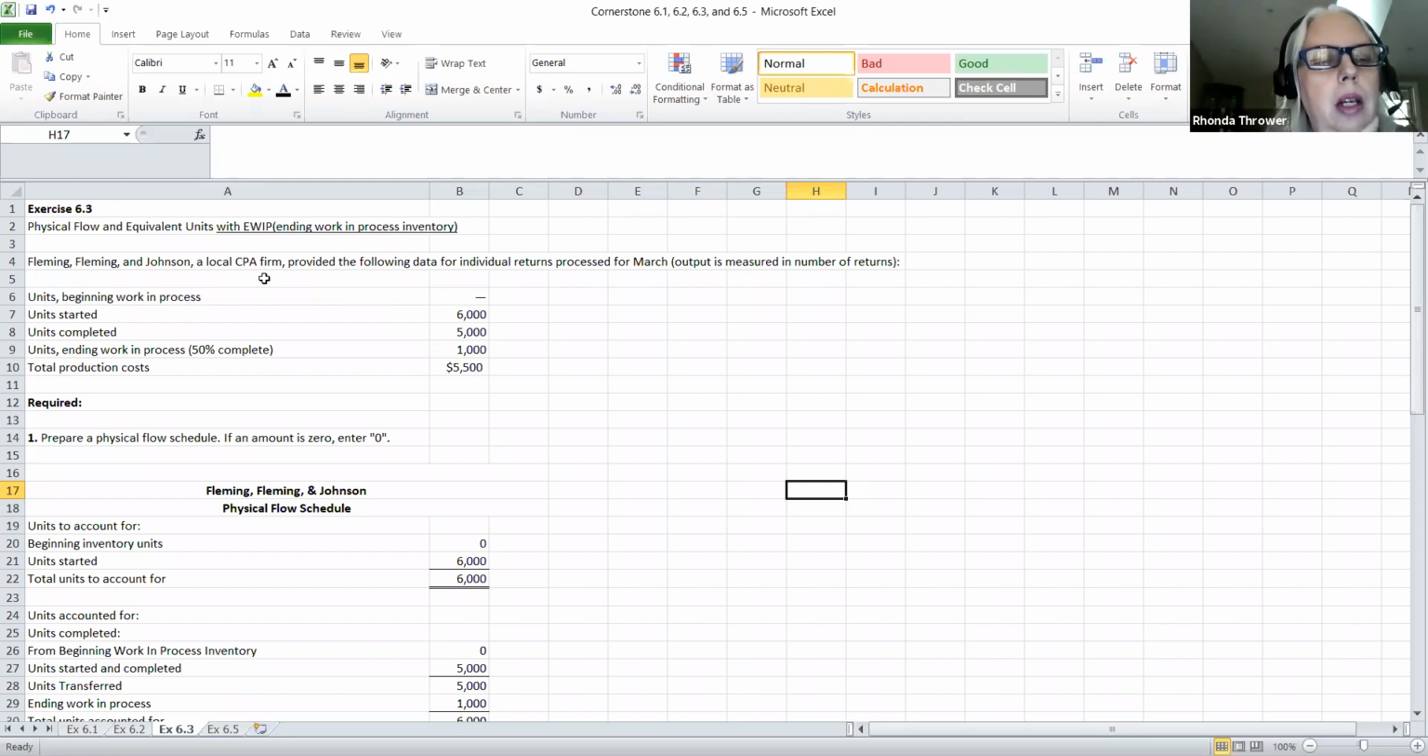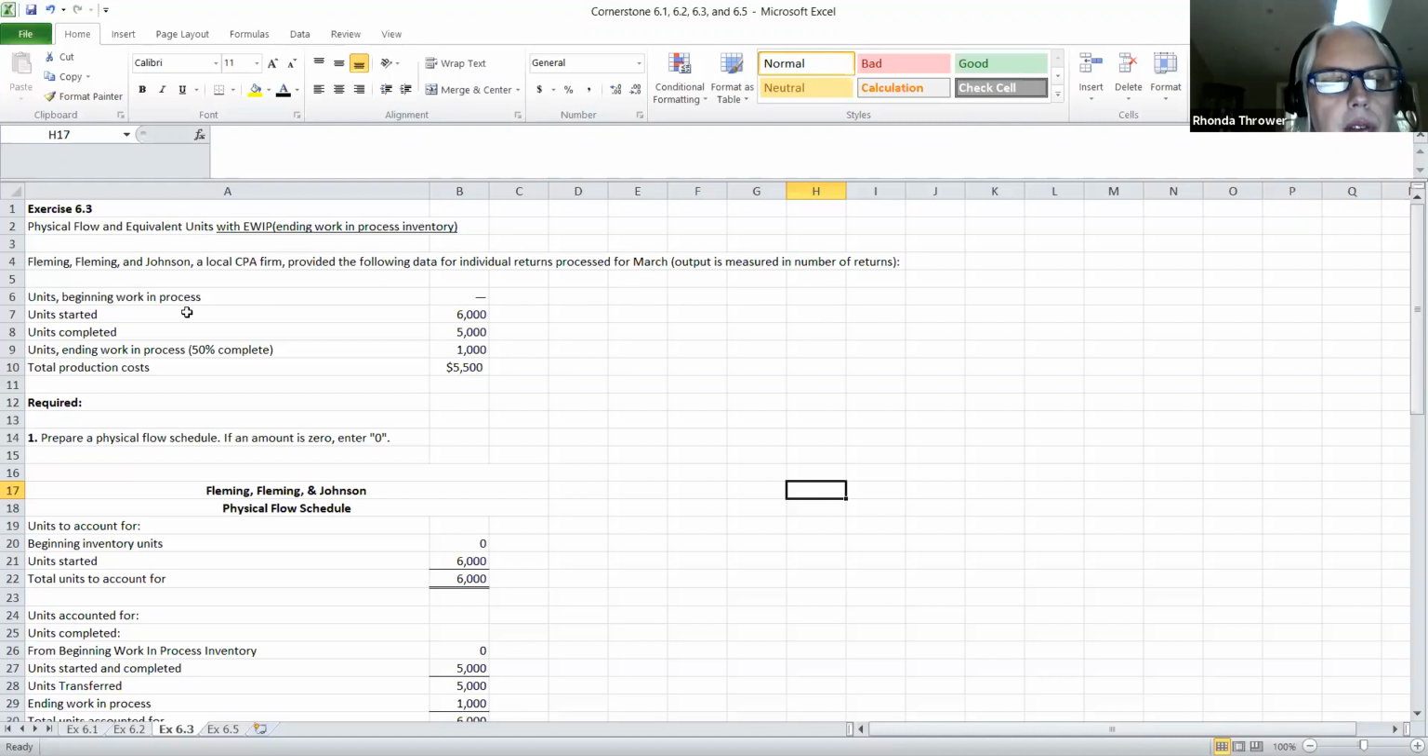And so we're going to be a local CPA firm, and they're processing individual tax returns for the month of March. And notice they've got here as a hint, the output is measured in the number of returns. So even though this could have been set up as a service business, they're basing their cost on the number of returns that they are preparing.